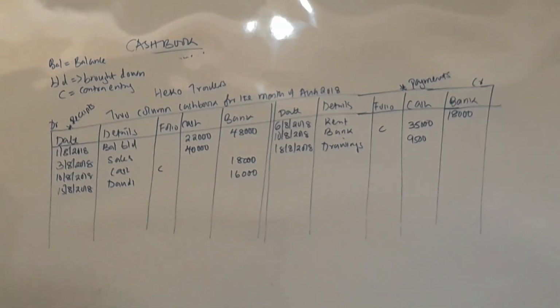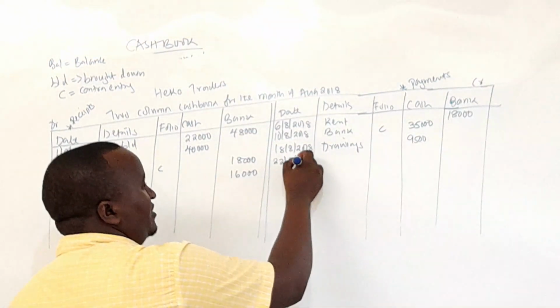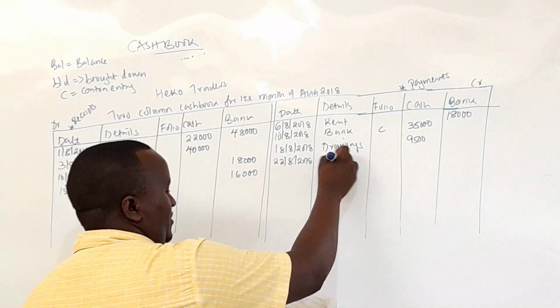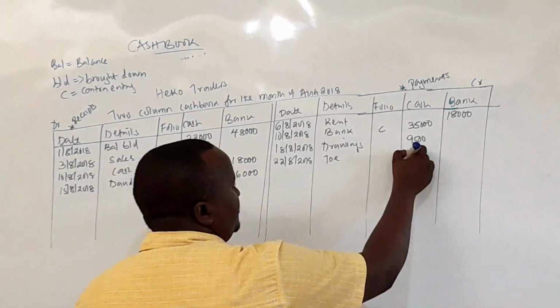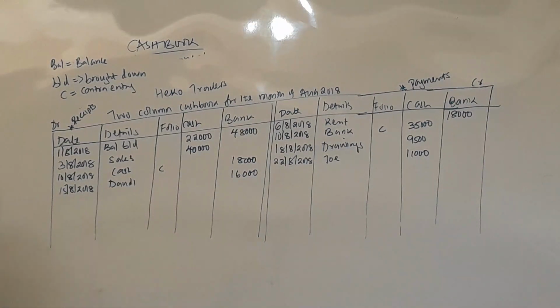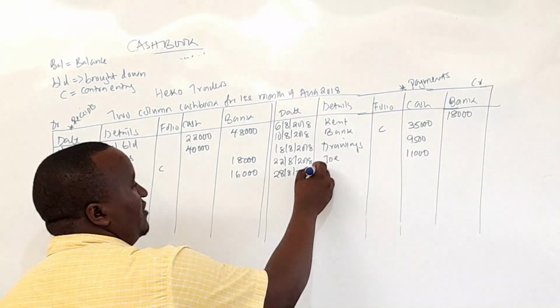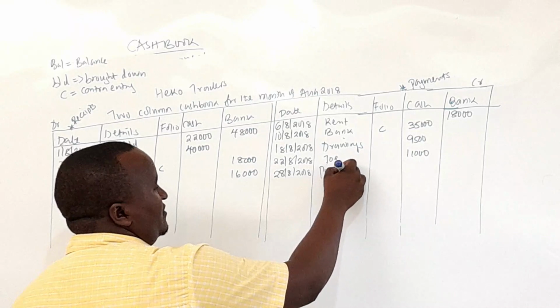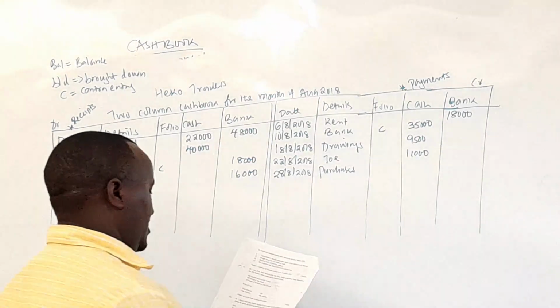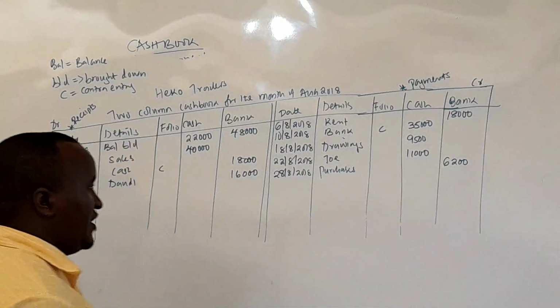Date 22, we paid who? Joe. Yeah, here, date 22/8/2018, we have Joe. We paid him 11,000 in cash. Then date 28, we bought goods for 6,200, paid by check. We bought, so you're making a payment. When we buy goods, we call it purchases. We open the purchases account, 6,200 by check. That way, and we are done.